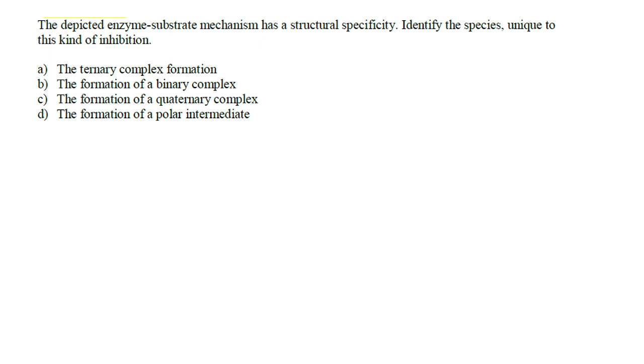The depicted enzyme substrate mechanism has a structural specificity. Identify the specific species unique to this kind of inhibition: ternary complex formation, binary complex formation, formation of a quaternary complex, or formation of a polar intermediate. So option A is a ternary complex formation: enzyme plus substrate plus inhibitor. It's a ternary complex. Fine, so option A is correct.